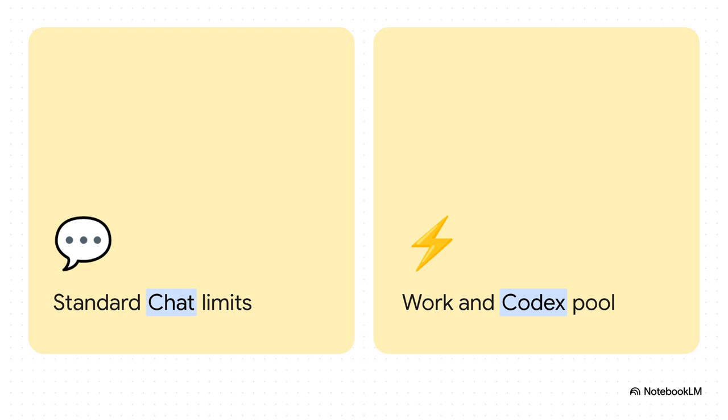Standard chat relies on rigid plan limits. It's great for just talking things out. But the heavy lifting environments, ChatGPT Work and Codex, draw from a shared agentic credit pool. If you treat Work or Codex like a standard chat window and just feed them unresolved, messy context, they will drain those shared resources instantly. You need a rock-solid system to know when to use which environment.